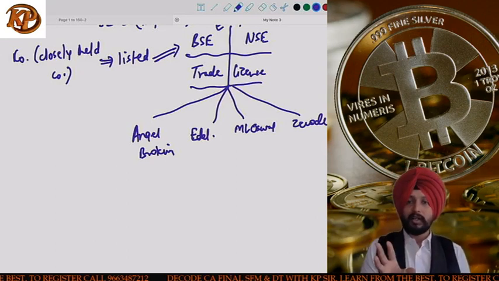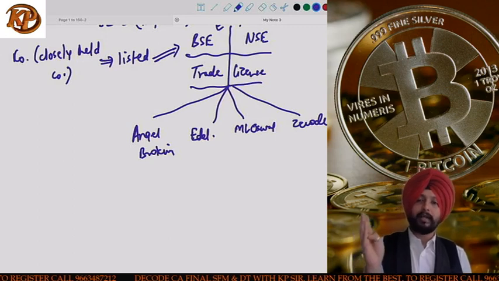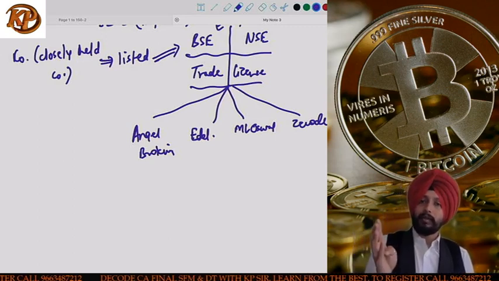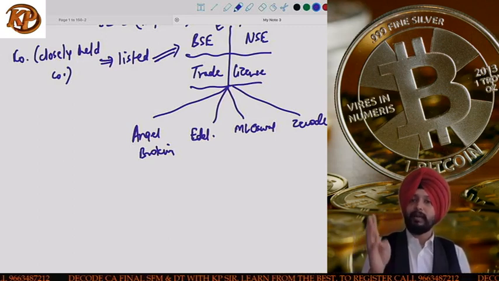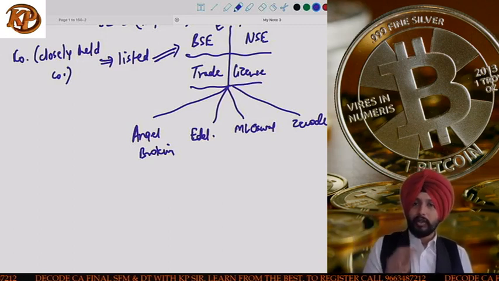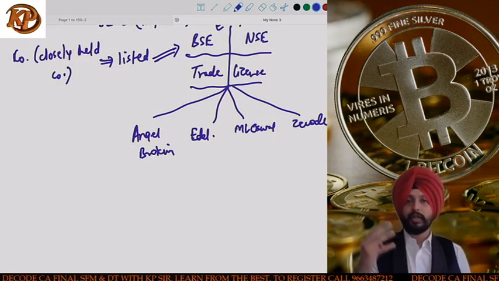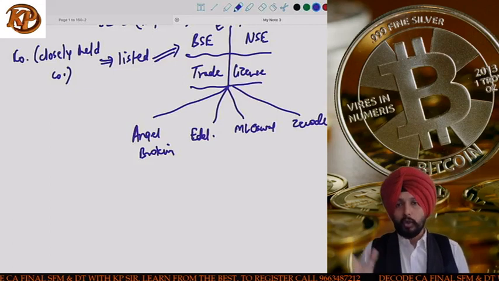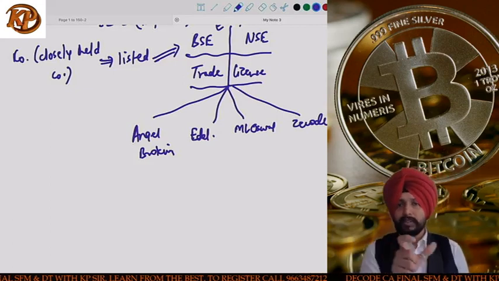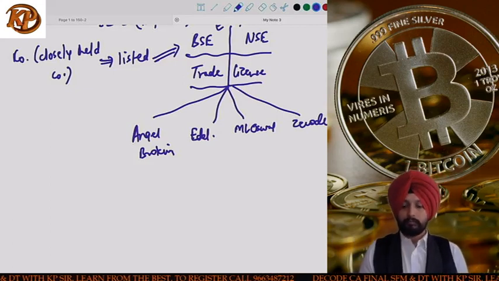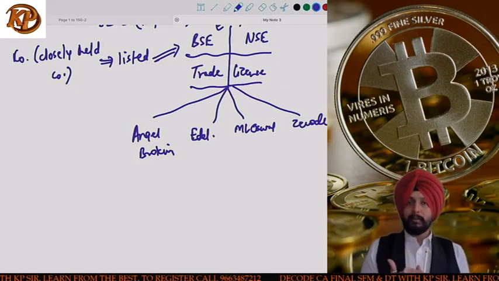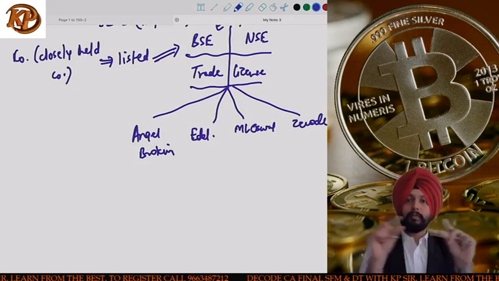There are thousands of other companies. SBI also has trading facilities. ICICI also has trading facilities. HDFC also has trading facilities. Kotak also has trading facilities. There are so many companies. I have given you a list of a few names. With these trading license holders, a trading platform is available.